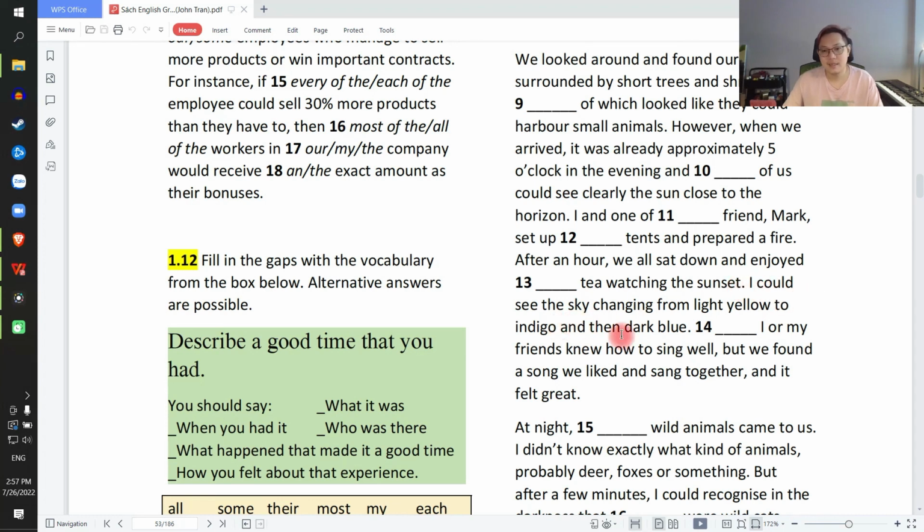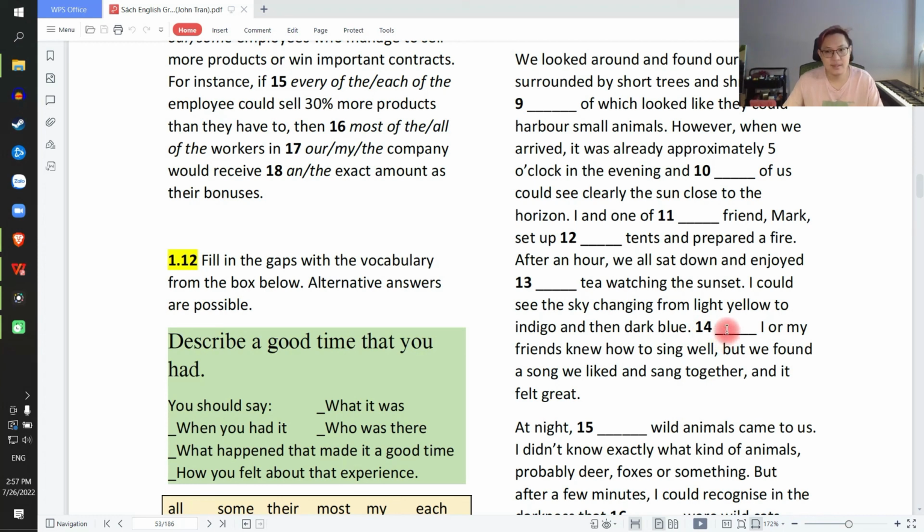I could see the sky changing from light yellow to indigo, a purplish color, and then dark blue.